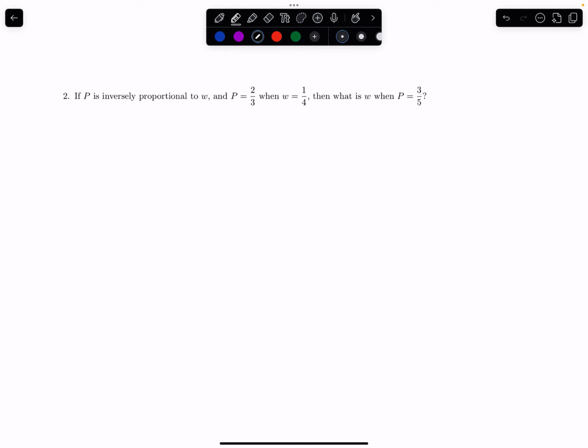Okay, so this one says P, so P instead of Y, is inversely proportional to W. That means it's equal to k over W, right? That's the interpretation of this first sentence, which may be the hardest part of this whole thing. Okay, and then it says P is 2/3 when W is 1/4.